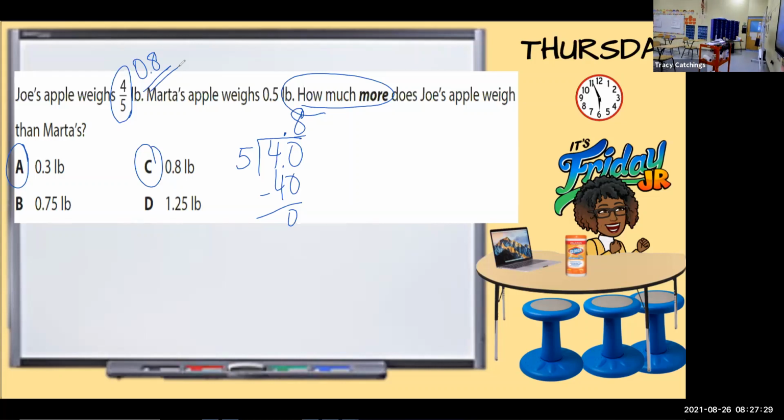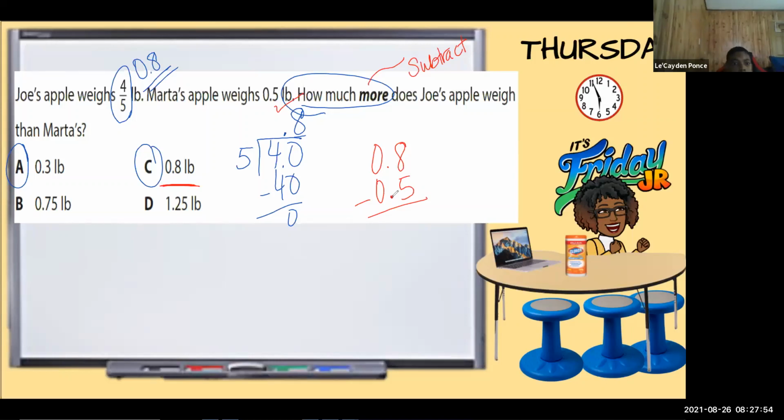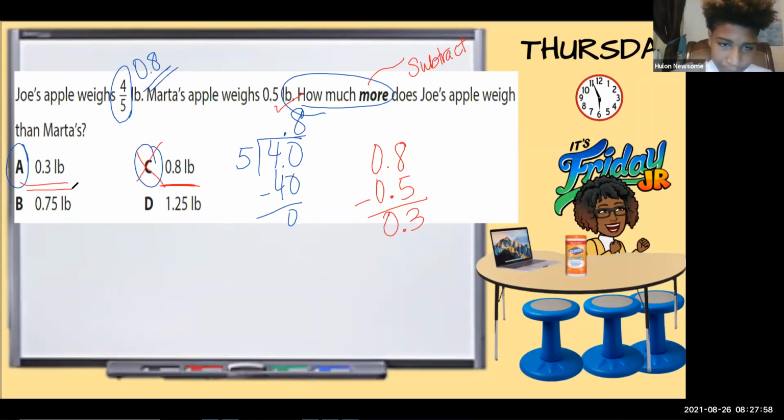All right, who had the next step? Then you subtract 0.8 minus 0.5. Good job. So if you did not remember that how much more deals with subtraction, that was a subtraction. So for those of us who had C, that proves that you did divide, but we didn't take that second step. So 0.8 subtract that 0.5 would end up with what? 0.3. Awesome.